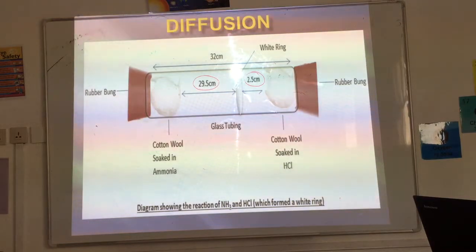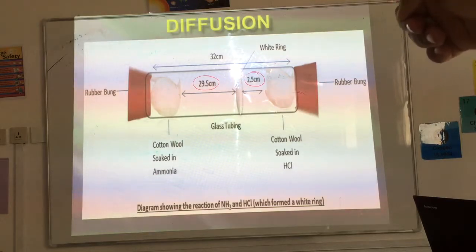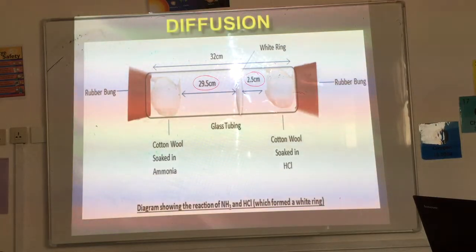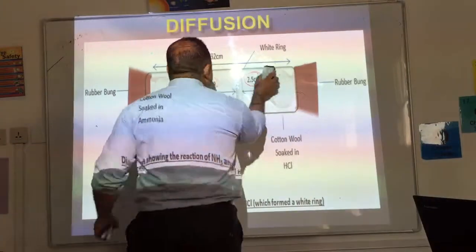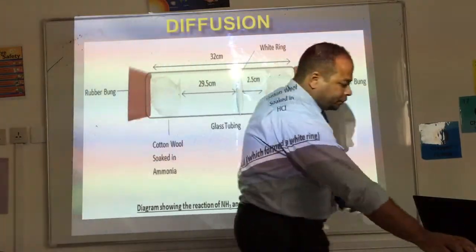We said that the mass of HCl was 36.5, but the mass of ammonia was 17. So the ammonia will move faster. You see, the ammonia moves how many centimeter? 25.5. But HCl only 2.5 centimeter. Okay? So you must understand this first.